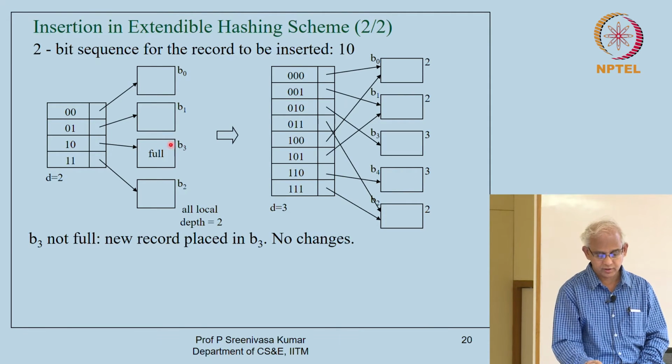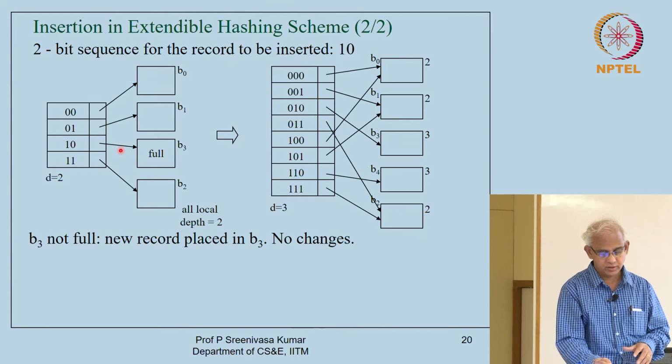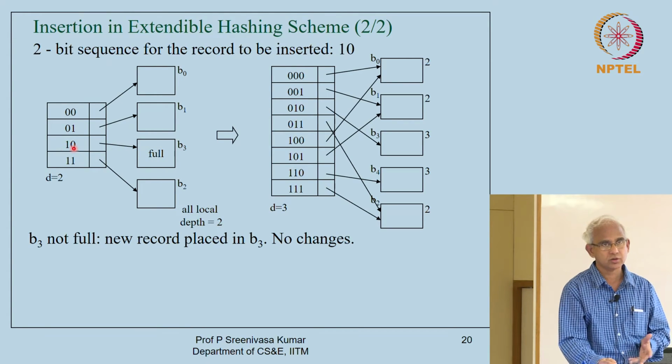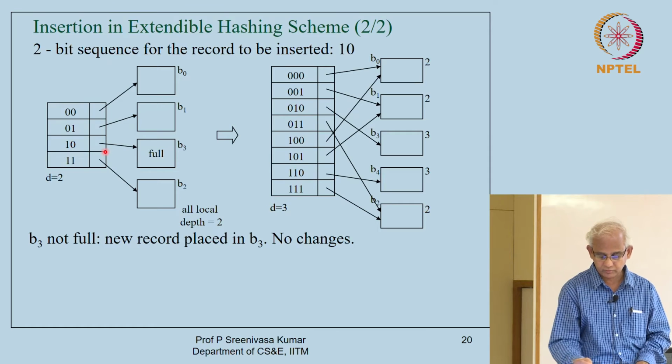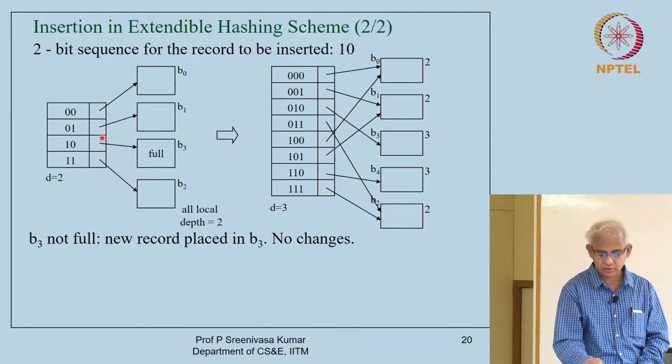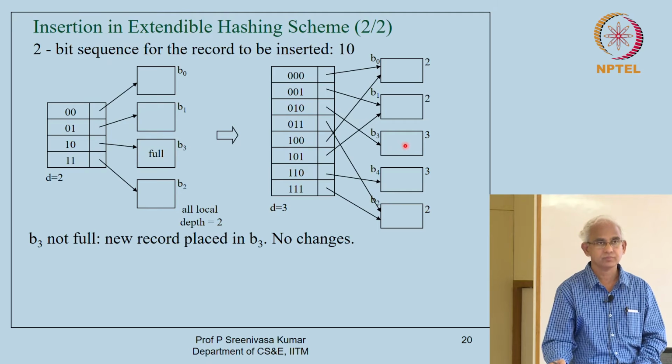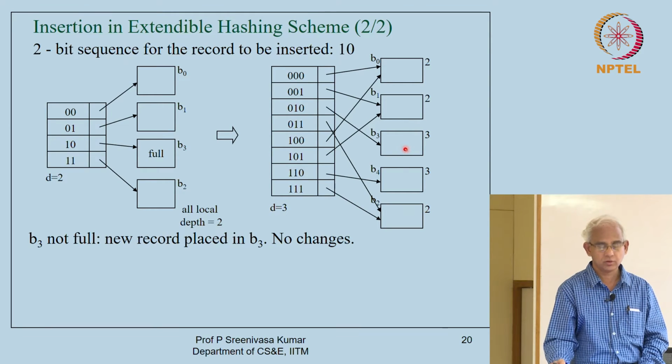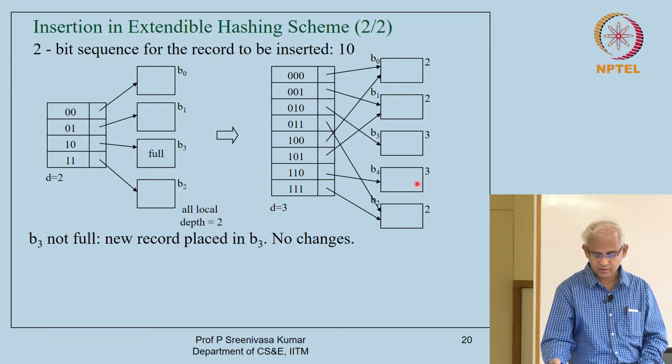So, when you split the records here, all of them had 1 0 as the 2 bit sequence. If you now consider the 3 bit sequence corresponding to them, they will either have 1 1 0 or 0 1 0. Okay. So, all the 1 1 0 things you put into a new bucket, and the 0 1 0 things you put into the old bucket. Okay. So, that is how we will adjust the directory.